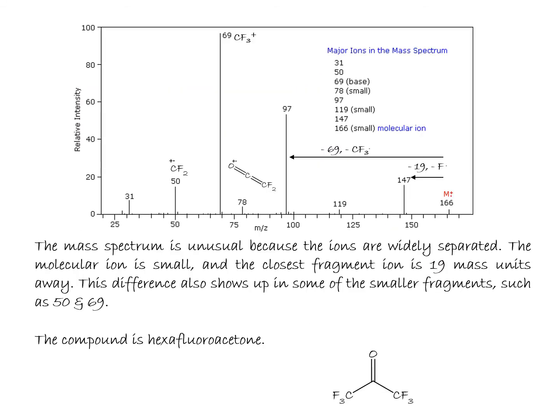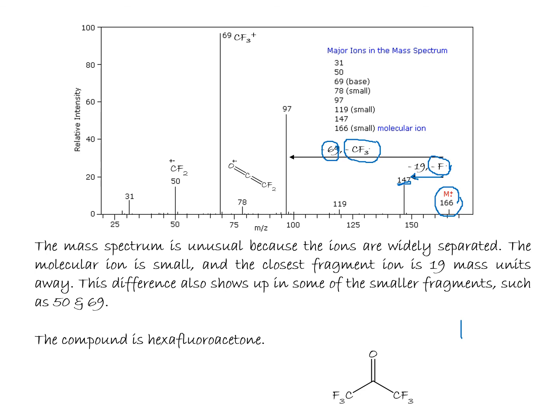Looking at the mass spec, it's a 166 molecular ion, and the next peak is 147, which means elimination of a piece of 19 units, indicating that you have fluorine. Elimination of 69 indicates that you have a CF3 group.